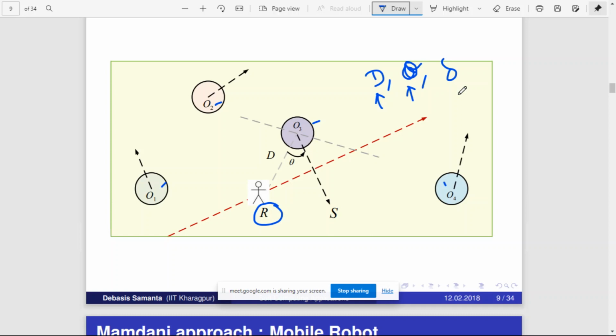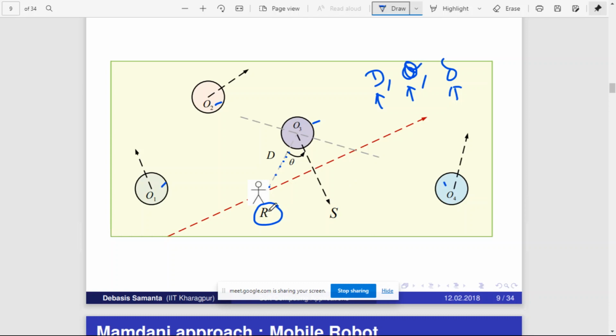So d represents how far the robot is away from an object. Okay, so that is called d. For example, the distance between the robot and a particular object, that is d. So the distance between the robot and this O3 is d. Similarly, the distance between any other object is also called d, right?